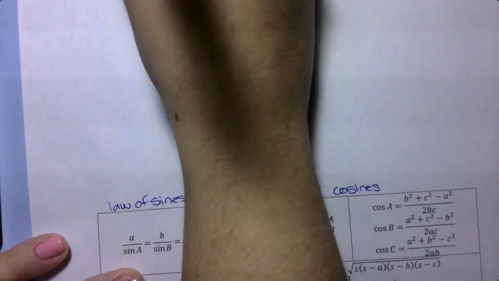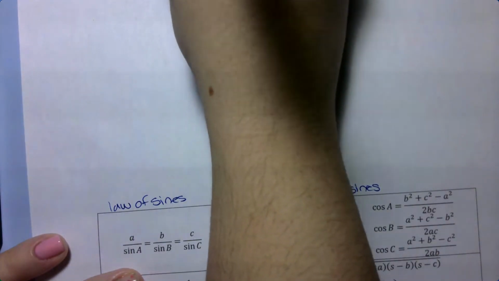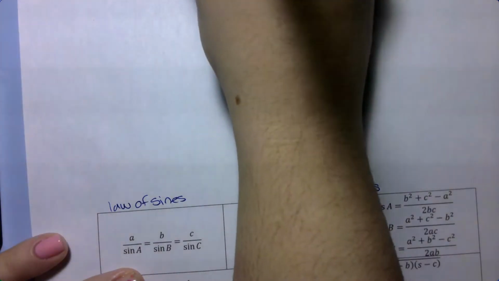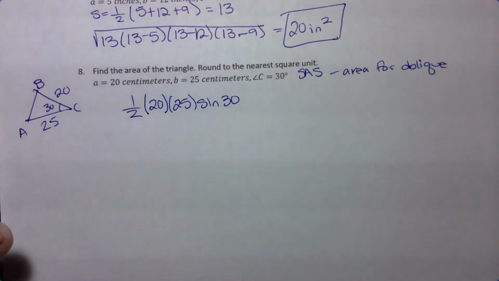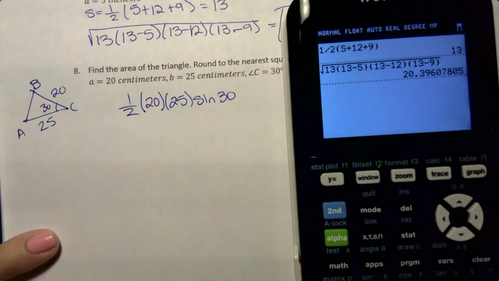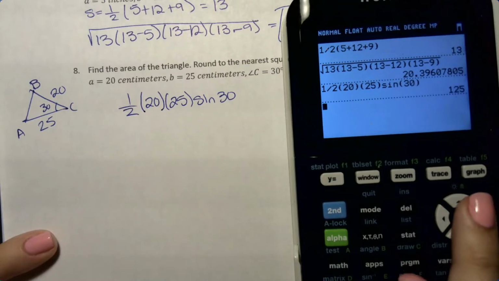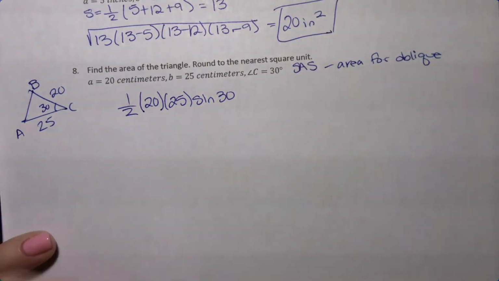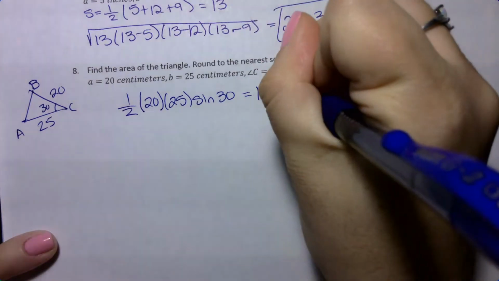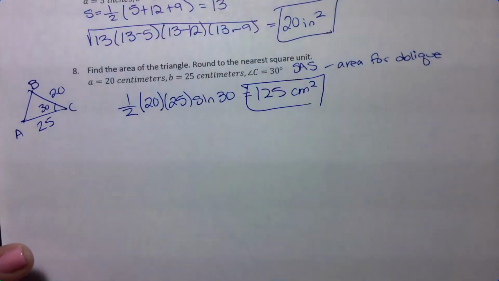So 1/2, my A side length is 20, my B side length is 25, and then I'm going to do sine of C, so sine of 30. And then I just type this into the calculator as is. So 1/2 times 20 times 25 sine of 30, which gets me 125. This is units. So centimeters squared, because it's area.